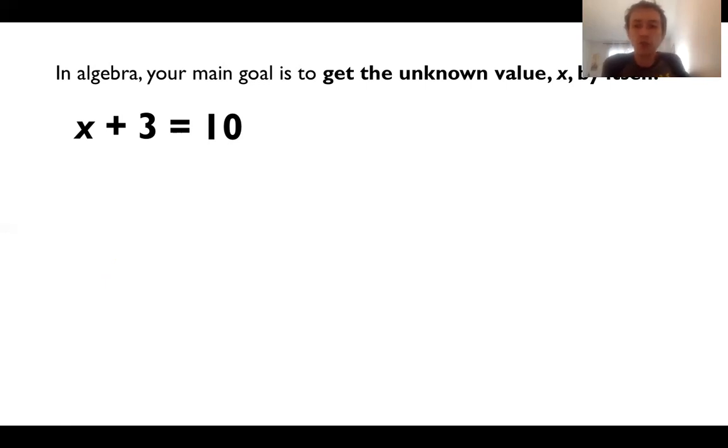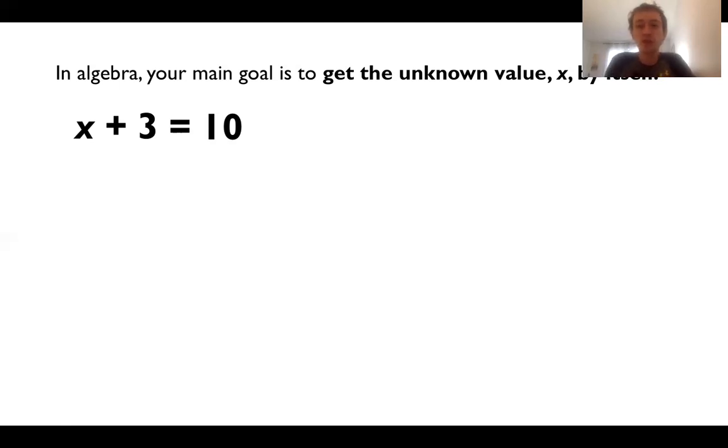So the big rule to remember in algebra is that when we've got an x or any letter that we don't know, we want to get it by itself. Right now, it's not by itself. There's a plus 3 with it. We want it to be alone on one side of the equal sign.